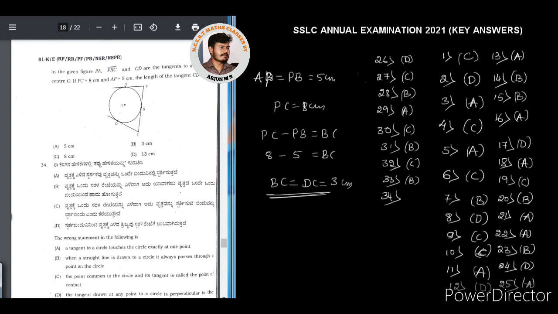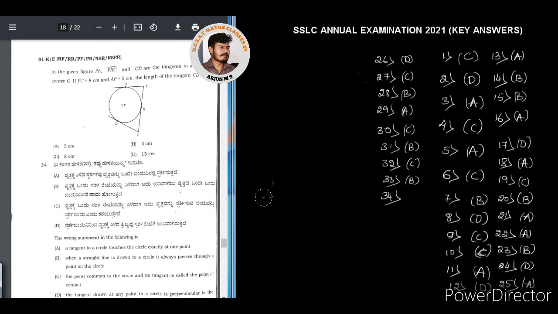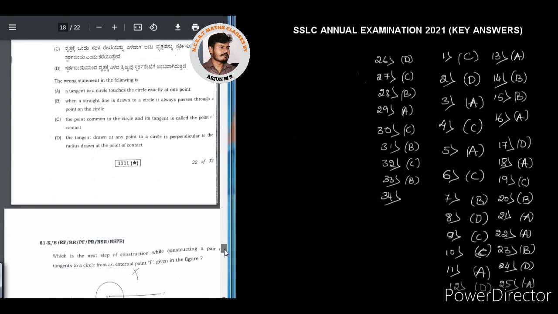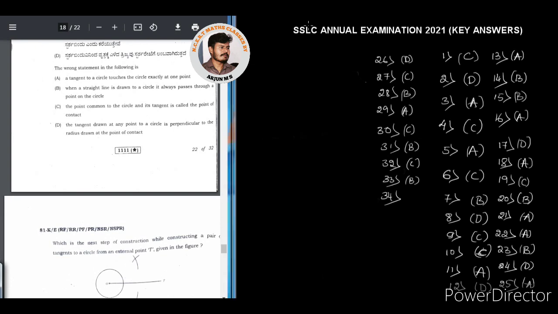Then 34th question. Here the question is a very simple question. The wrong statement in the following, we have to choose the proper wrong statement here. A tangent to a circle touches the circle exactly at one point. That is a 100% true statement. When a straight line is drawn to a circle, it always passes through a point on the circle. So this is a little bit confusing statement compared to the other statements.